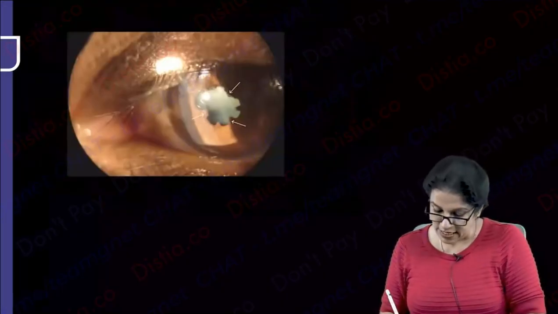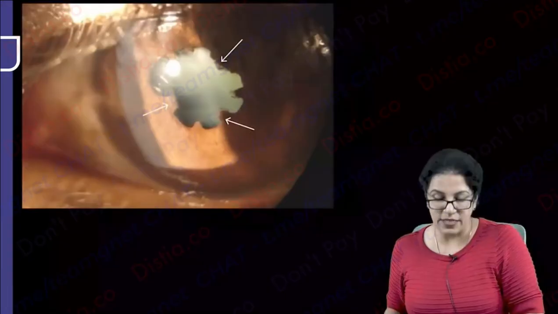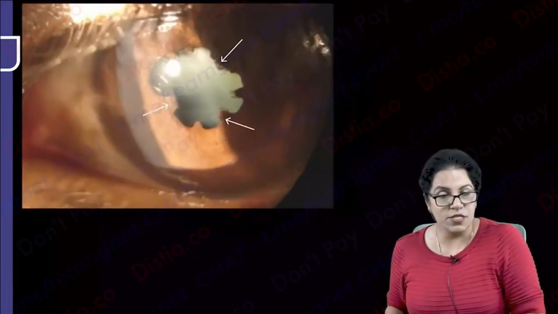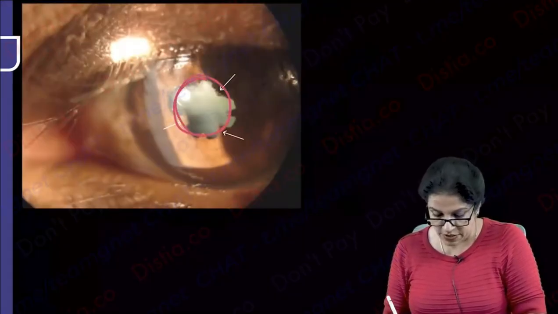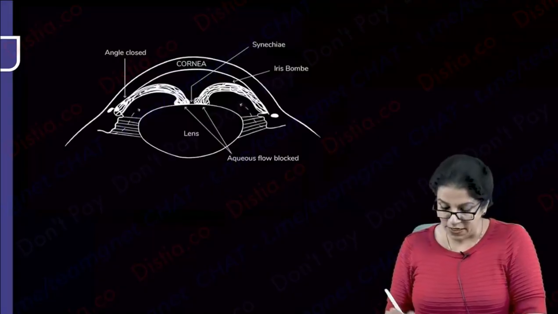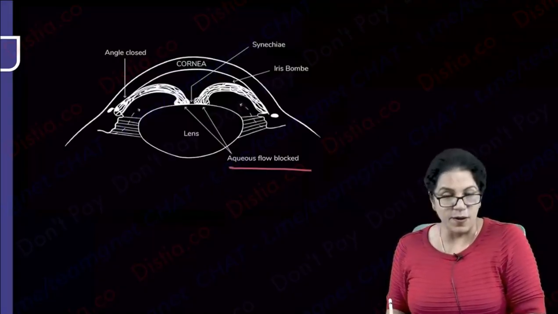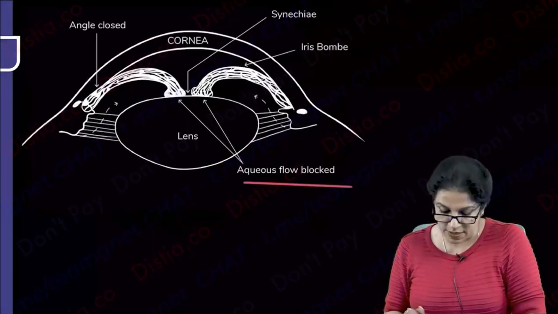This is the posterior synechia and these arrows are telling you that these are the points of adhesion to start with. Later, what did I explain? This whole thing will become a ring synechia. And when there is a pupillary block, aqueous flow is blocked. When aqueous flow is blocked, what is happening?